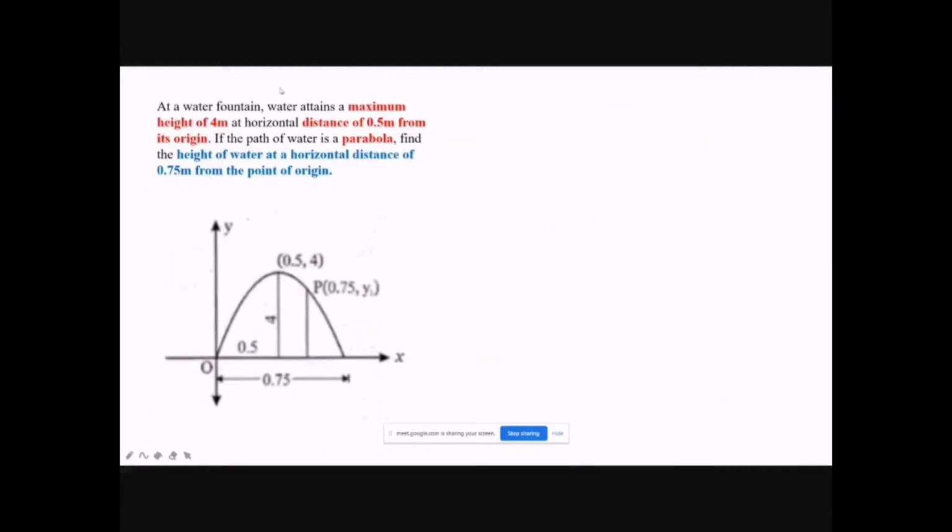Let us look at our question. At a water fountain, water attains a maximum height of 4 meters at a horizontal distance of 0.5 meters from its origin. If the path of water is a parabola, find the height of water at a horizontal distance of 0.75 meters from the point of origin. So we pick the point from here. Our maximum height is 4.0 meters at x equals 0.5 meter from the origin. So the maximum point is (0.5, 4), and it is a parabola shape which opens downward.